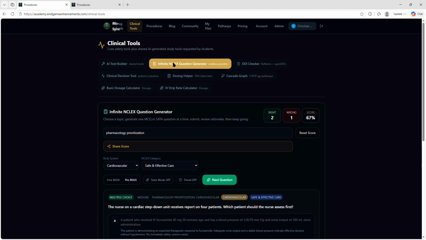If you see up here in the NCLEX Generator, you have the AI tool builder. You can build tools: clinical decision tool, doser helper, cascade graph, DDI checker, IV drip rate calculator, basic dosage calculator. So there's quite a few tools. You can try these out under the free version. So give it a shot, see what you think of them.